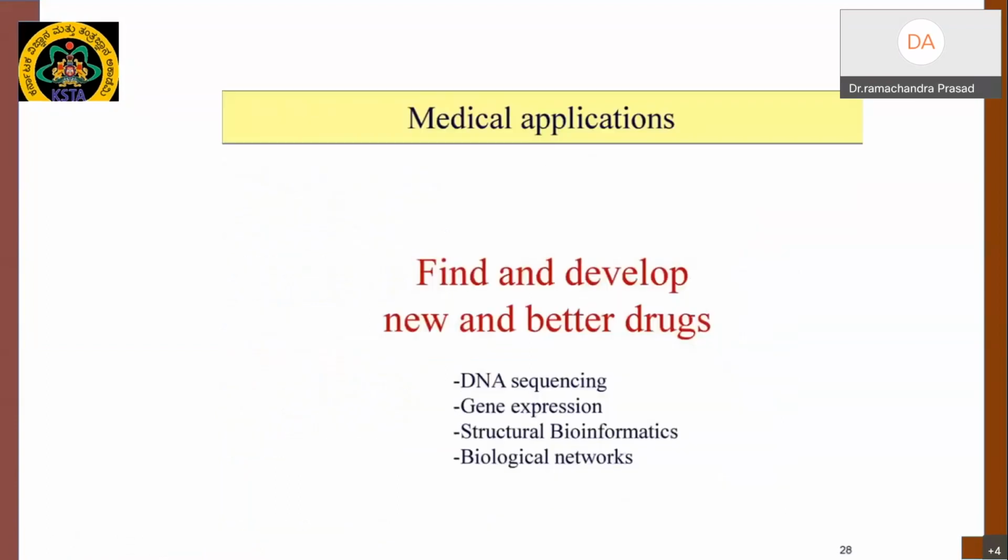Find and develop new and better drugs. So in drug designing, bioinformatics helps with DNA sequencing, gene expression, structural bioinformatics, and biological networks. So these are four topics, or you can say factors, we need to understand to come up with a new drug.